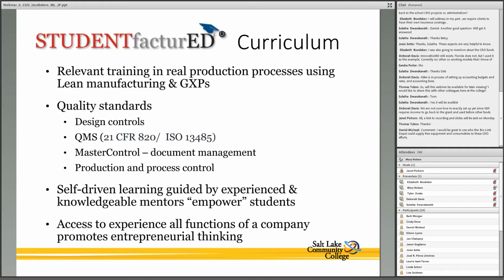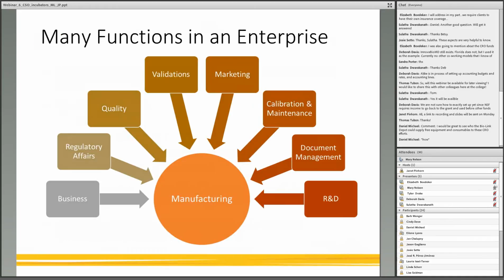And the students get to experience a number of different functions within a company. So they can wear different hats all the time. They can participate in developing quality controls or do validations on new products. We have marketing. They can design our product inserts. Document management is another thing we try to give them skills in. So students can come in, and as they're working on the project, they may wear all of these hats.